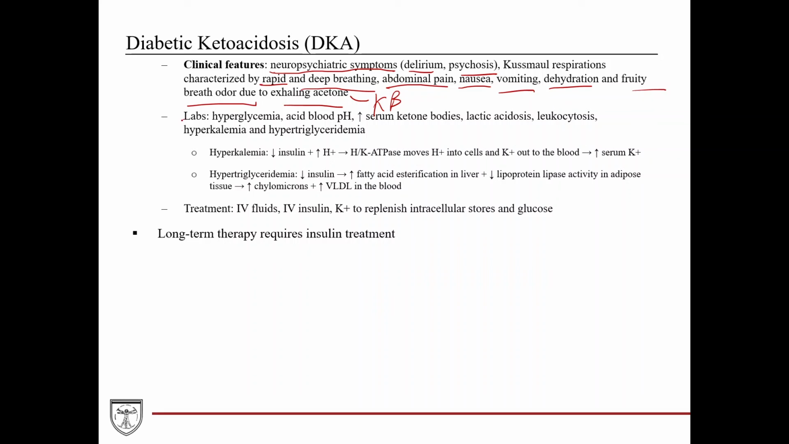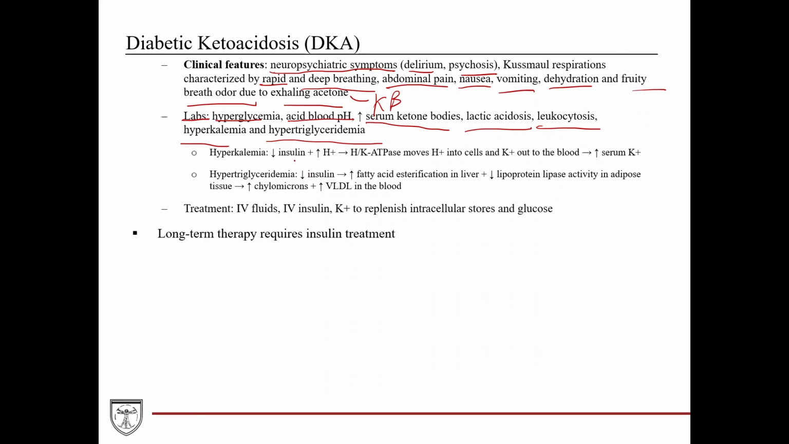Now, I was talking about the labs earlier, but just to put it all in one place: hyperglycemia, you see acid blood pH, and then you see increased levels of serum ketone bodies. So when these patients come in delirious, with severe abdominal pain, nauseous, throwing up, you're going to get a blood glucose level, a pH, and look at the level of serum ketone bodies. You're also going to get a lactic acid as well. And so you're going to see lactic acidosis. You could even see leukocytosis and elevation in white blood cells because it's a pro-inflammatory state as well. You can see hyperkalemia, or elevated potassium in the blood, and then hypertriglyceridemia.